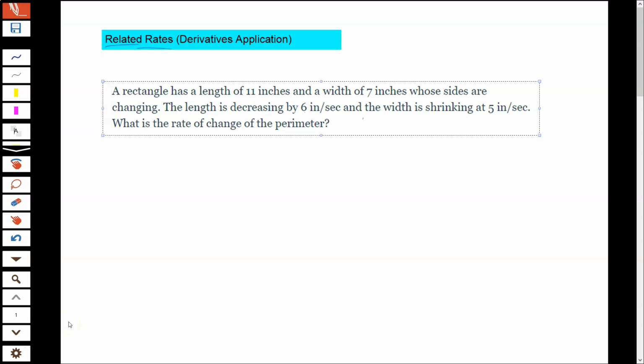Okay guys, this is a video I'm really excited to make. This video is on related rates, which is just a name for derivatives application problems. So essentially we're taking our knowledge of derivatives and applying them to word problems. We're going to start with some really simple applications and then build up to some cooler ones.